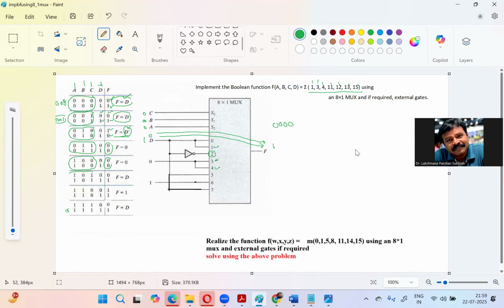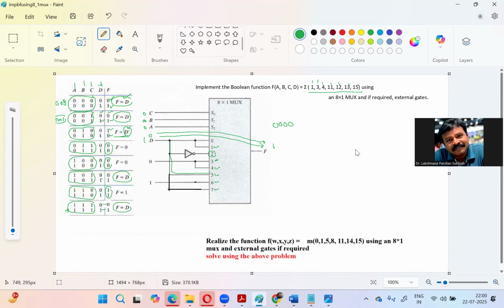Then for the fifth, what is happening? D equal to 0 gives 0, D equal to 1 gives 1. So the function is F equal to D, and you connect the fifth input to the D line. Then we have 6. For 0 and 1, the output is 1, so you can directly connect it to the 1 line. Next, for 7, the output corresponds to D, so F equal to D, and you connect the D line to 7.